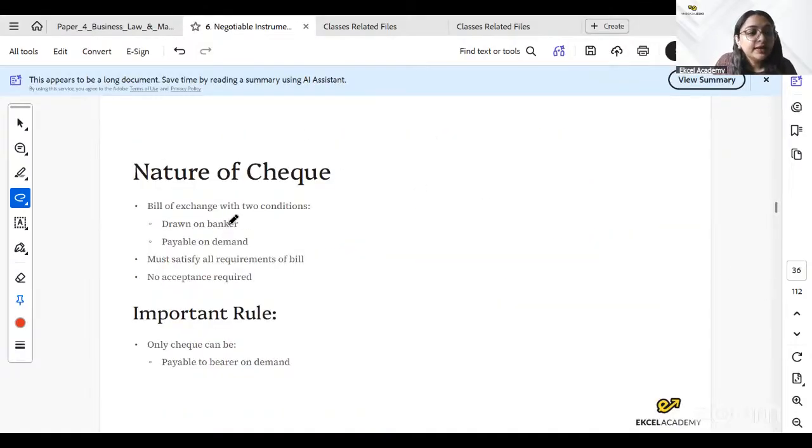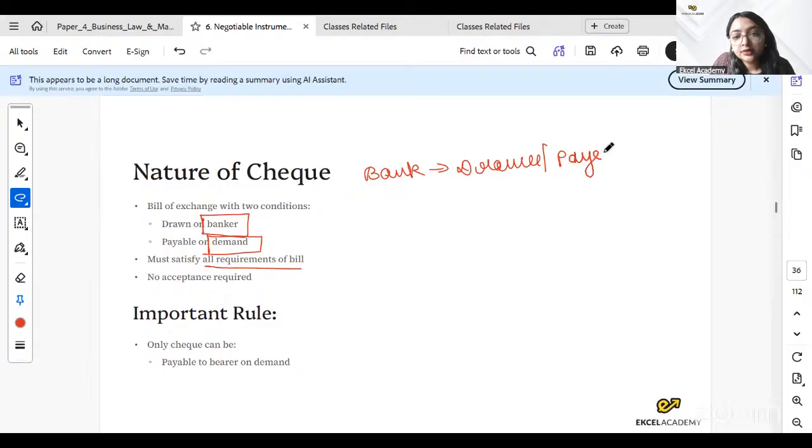Okay, the nature of a check: there are two conditions. Something that is already there in the meaning is a condition here. Firstly, it is drawn on your banker and is always payable on demand. Okay, it must satisfy all the requirements of a bill, right? One thing it does not have to satisfy is acceptance. Okay, so your bank, who is the bank? Bank is your drawee or payer, correct? In this case, there is no acceptance required.